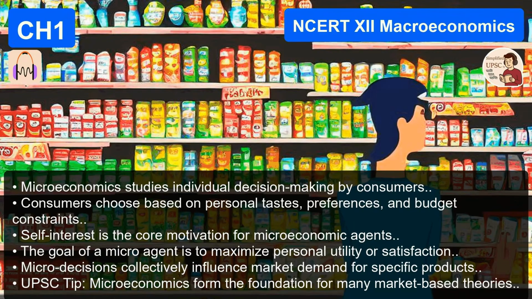Microeconomics is the study of individual economic agents. Agents. That sounds like something out of a spy movie, like Agent Smith from The Matrix. Hey, nothing quite so dramatic, unfortunately.